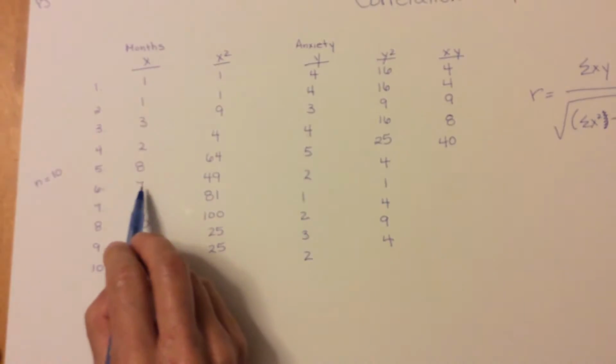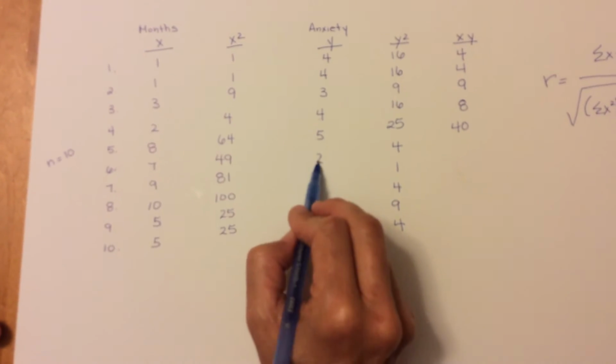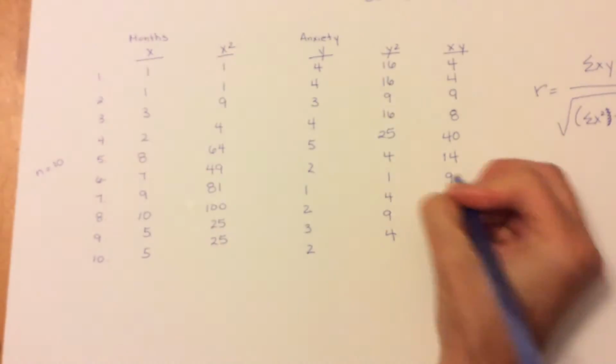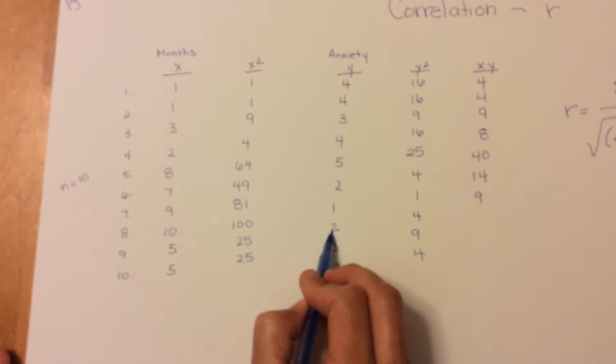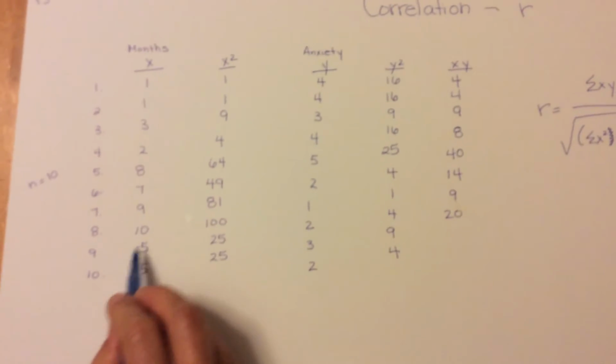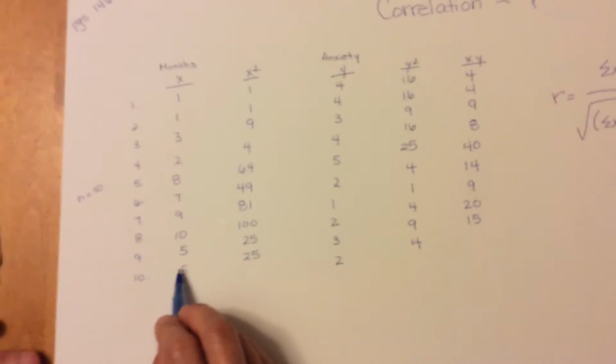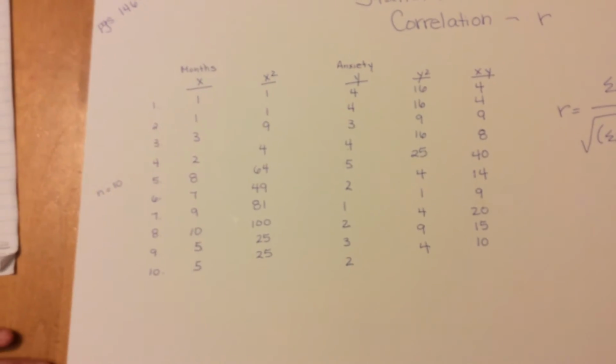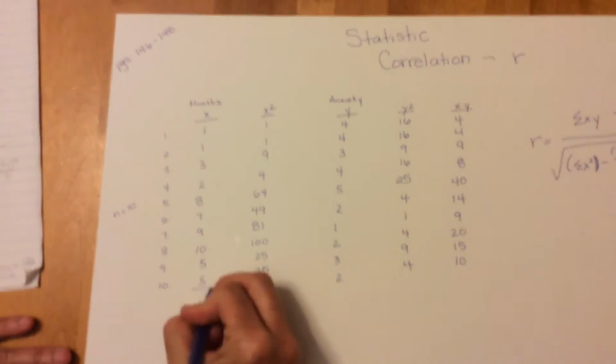I don't know if I'm keeping my columns very nice, but 7 times 2 is 14. 9 times 1 is 9. 10 times 2 is 20. 5 times 3 is 15. And 5 times 2 is 10. Okay? So you've got all of your columns, but now you need to sum them all.